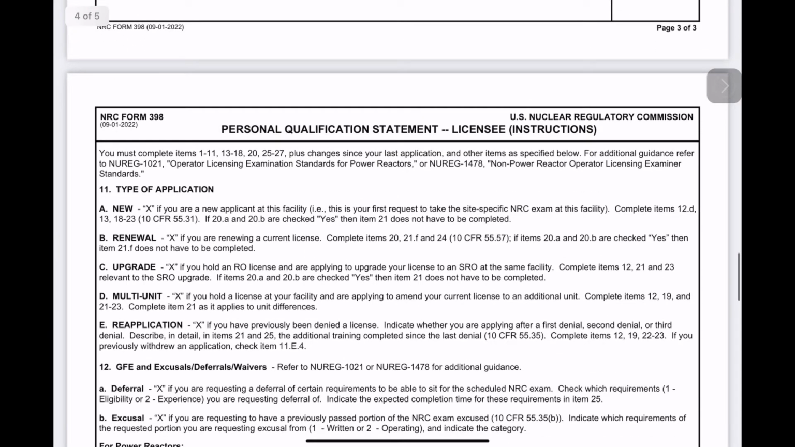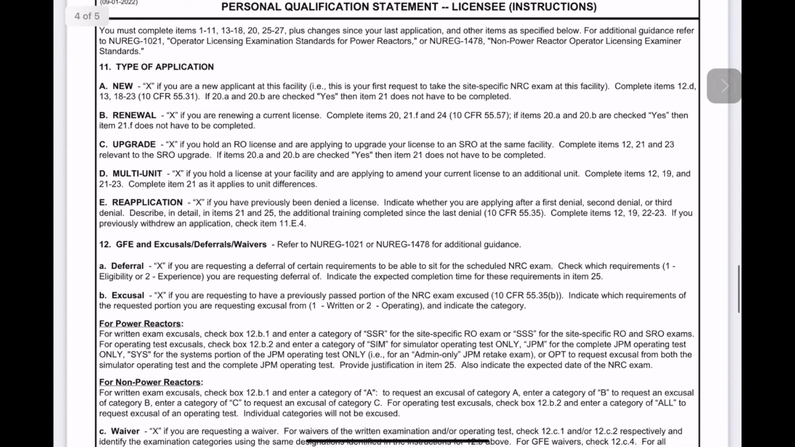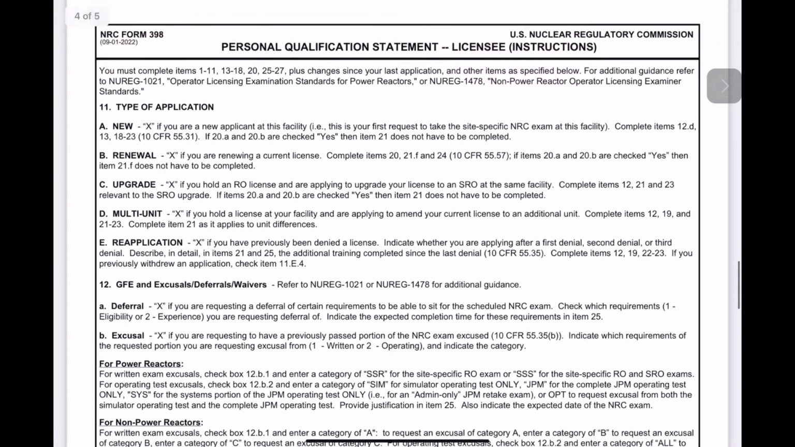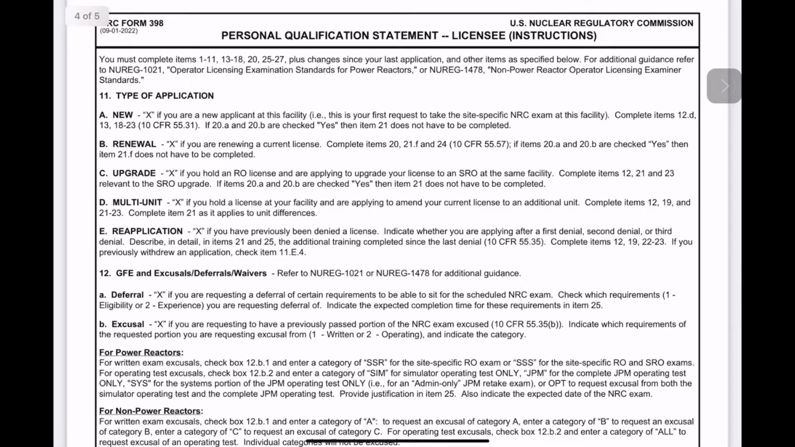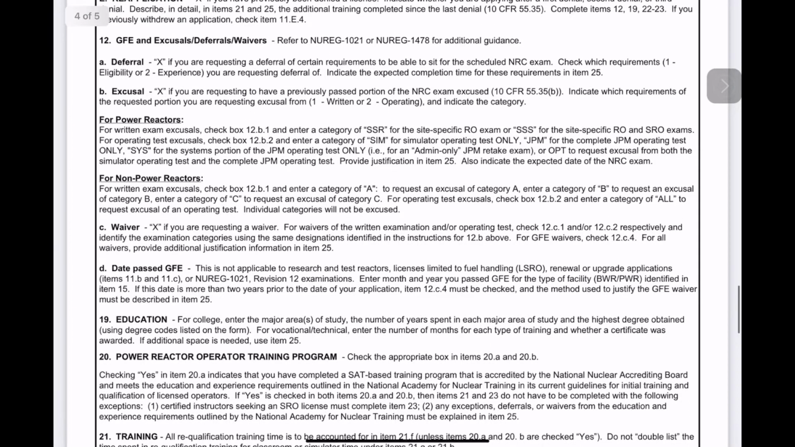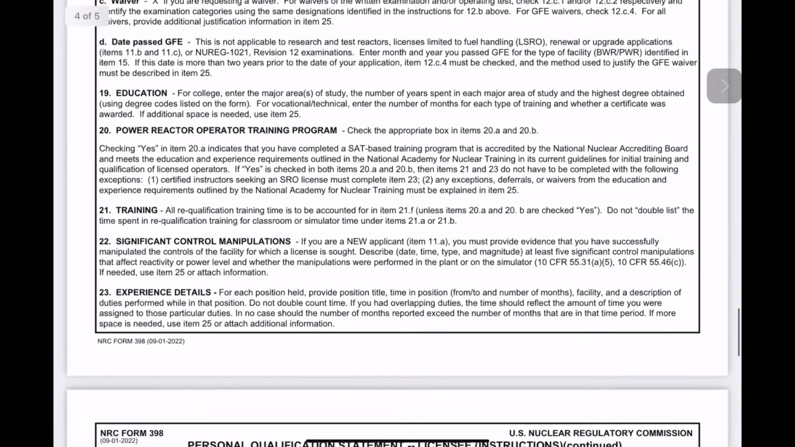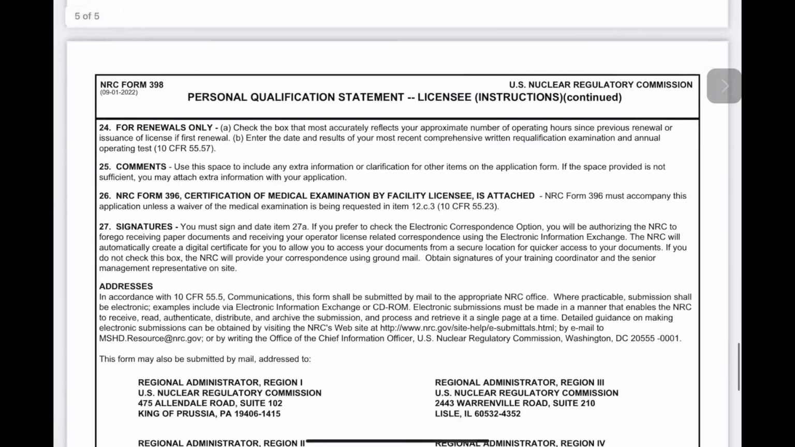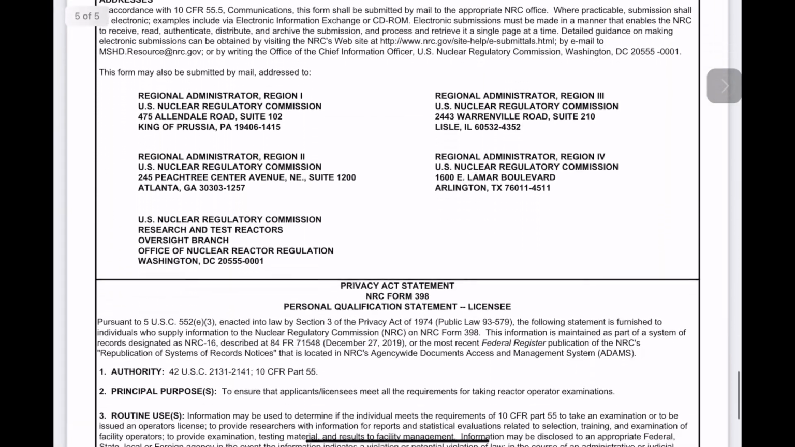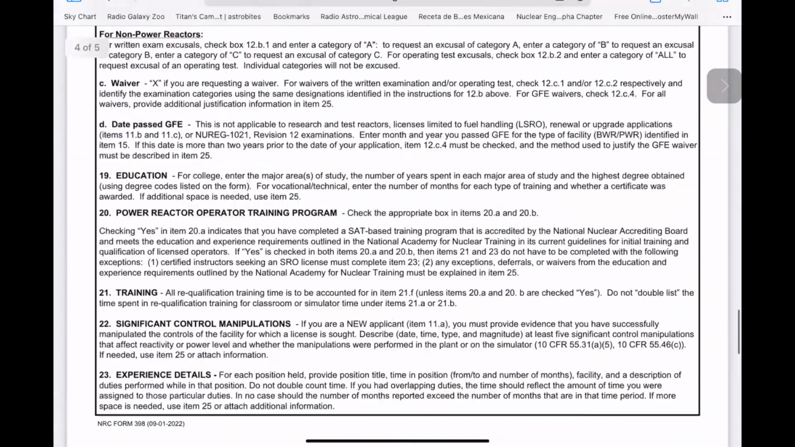But then you have here the qualification statement, the instructions. So here it tells you the instructions, right? What type of application are you doing? If it's new, renewal, the GFEs, what are you doing? The education. It gives you some information on each of the sections, so you can go over that and look at it, like, okay, this is what I will need.